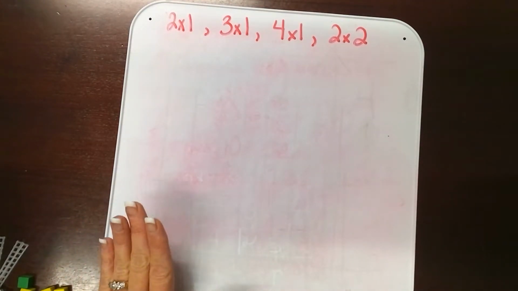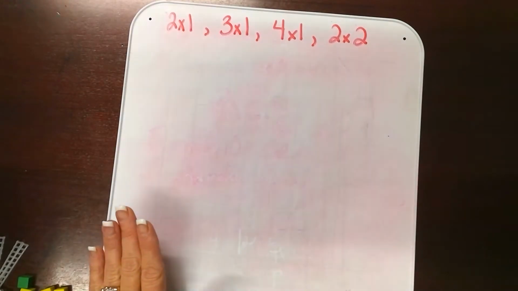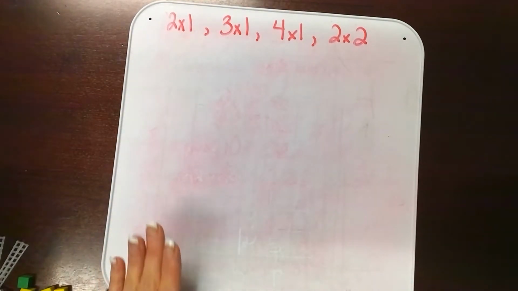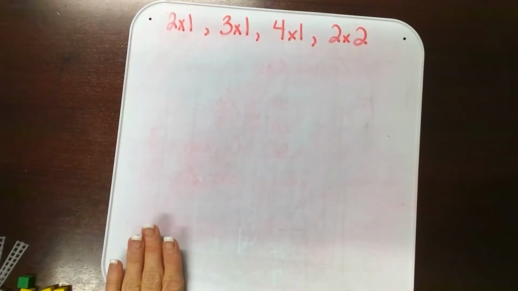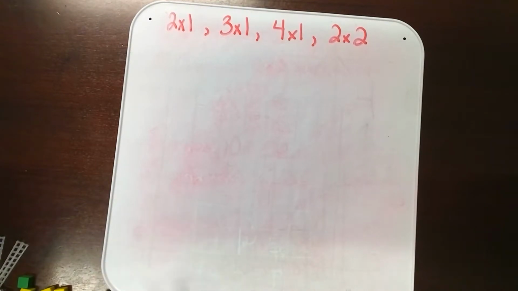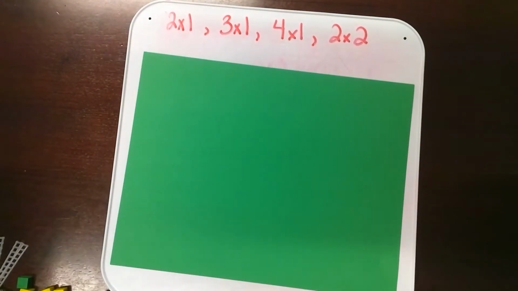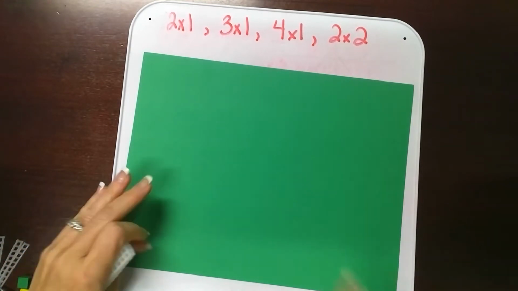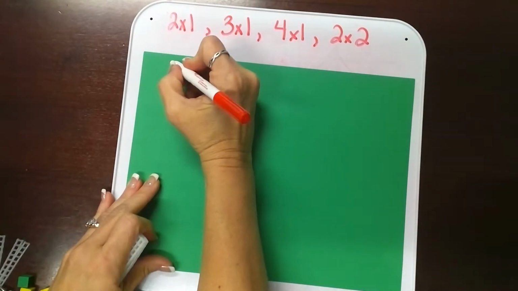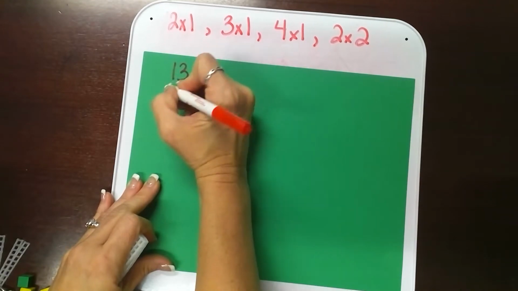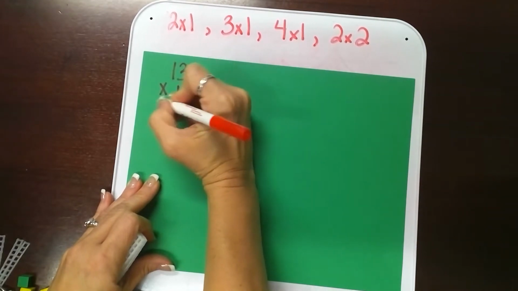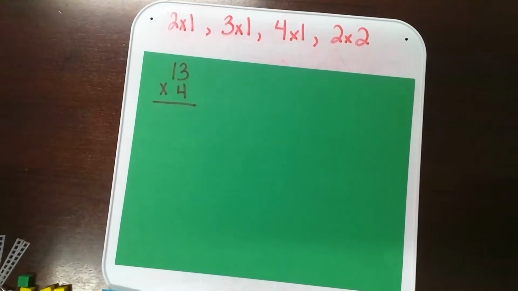I want to vary up the problems for students. When we start this out, this is all teacher-led. The students are working with you through the problems, all right? So, I'm going to start, I'm putting some paper down to give a little background. Let's say I'm going to start with 2 by 1, and I want to do 13 times 4.